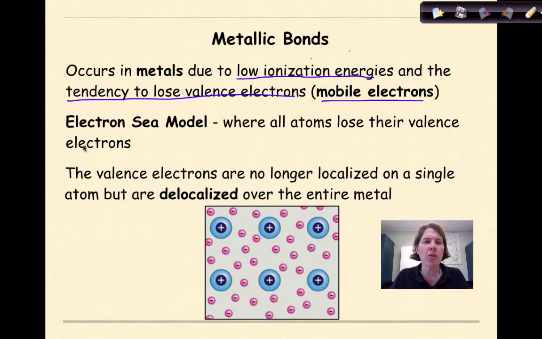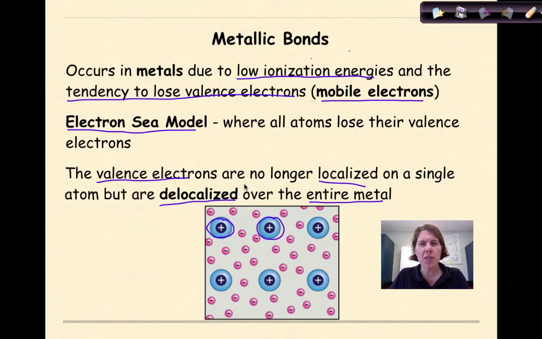The easiest way to visualize this is in terms of the electron sea model, or sea of electrons, where all atoms lose their valence electrons. And as you can see from this diagram right down here, we have a positive nucleus and the idea that these electrons are going to be moving throughout this entire metal substance. So in other words, the valence electrons are no longer localized on a single atom, but are delocalized or away from their particular atom and moving among other positive nuclei over the entire metal.